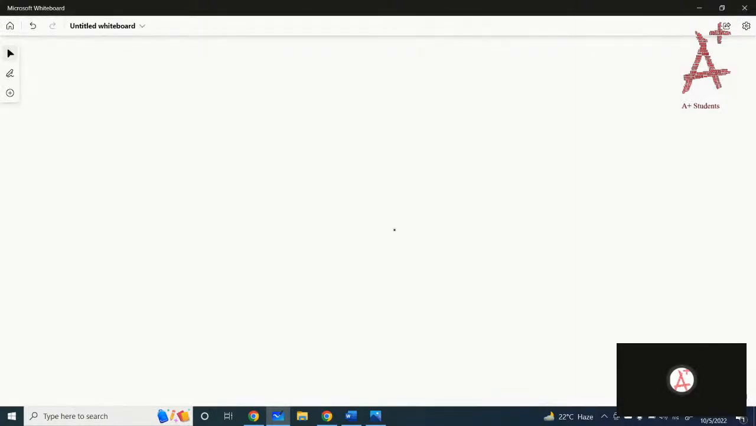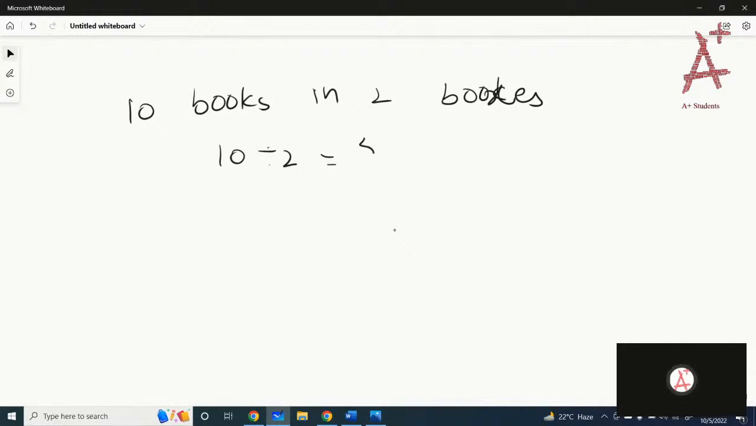Okay, find the unit rate: 10 books in 2 boxes. So basically, you have to find in one box how many books you have. Got it? So just divide 10 by 2. So 2 times what number is 10? 2 times 5 is 10. That means you have 5 books per box. In one box, you have 5 books. Got it? Select the correct option and click on the OK button.